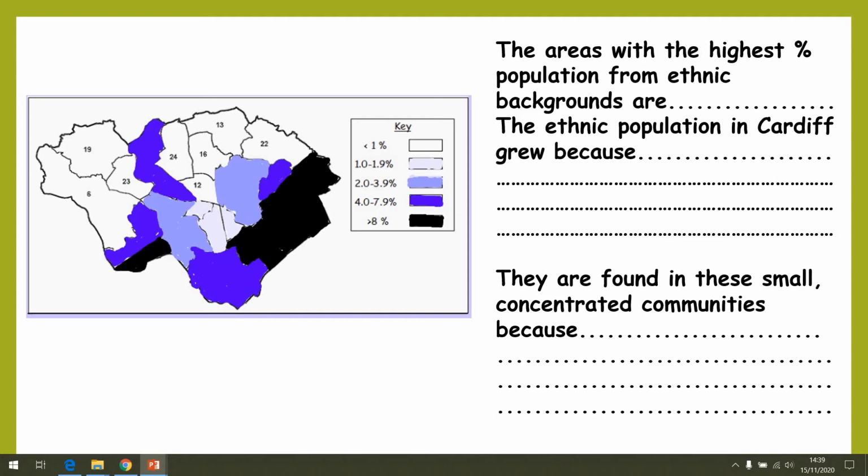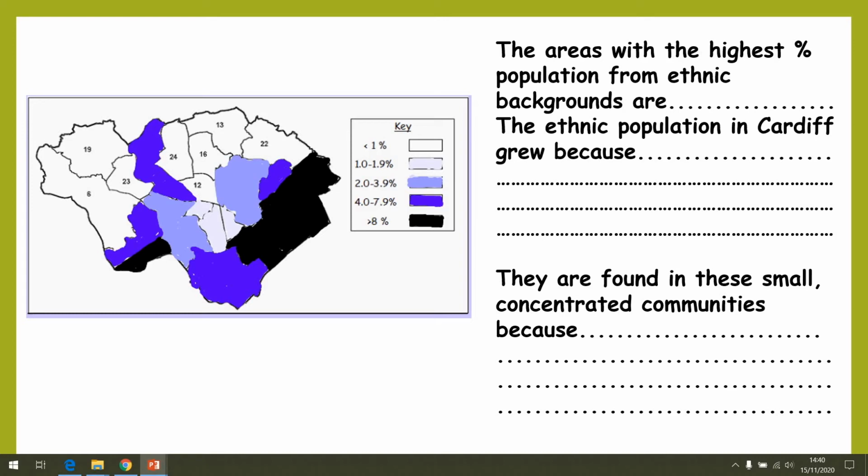The ethnic population in Cardiff grew because people came in looking for jobs during the Industrial Revolution, and they came in looking for safety during civil wars in the 1990s. They are found in these small concentrated communities because people tend to live with people that are similar to them. So the Jewish people would find other people that practice Judaism. Muslims would find other people that practice Islam. And so you set up your own communities.